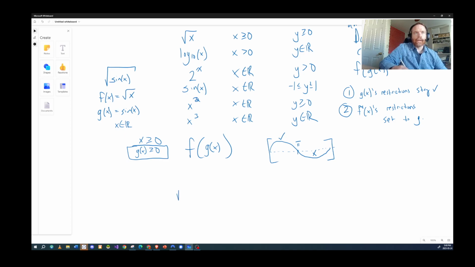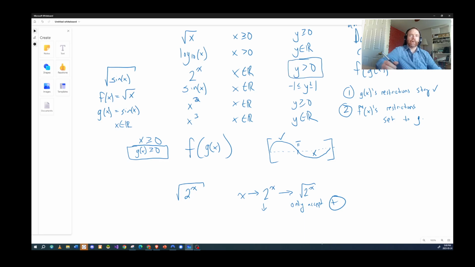Let's imagine we were doing square root of 2 to the x. Now, in this case, x is going into 2 to the x, and then that is going into square root. So, think it through. Square root can only accept positive values. But 2 to the x, its range is only positive numbers. So that means any x can go into 2 to the x, and any result of 2 to the x, any y value, is allowed to go into the square root function, unlike the one we were just doing with sine.